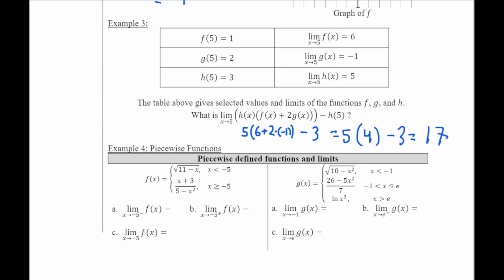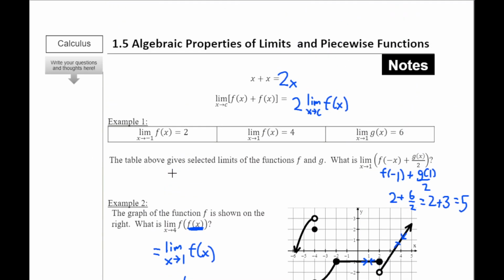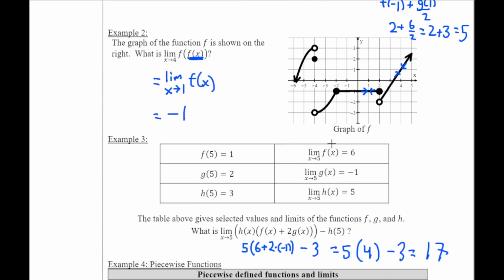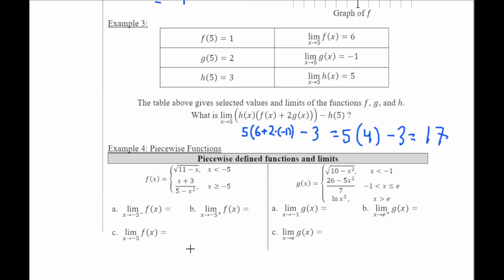Last one right here. So, piecewise functions. Again, this is good practice with graphs, tables, and some more algebraic functions. You're going to be seeing a lot of these. This will help you get better with all of these different formats, modes of representation.